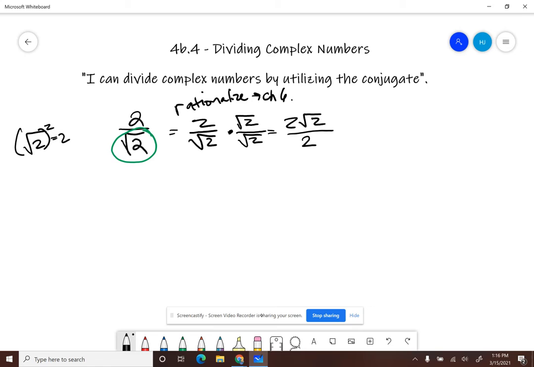Notice what happens as well. I've got a 2 and a 2 on both top and bottom. If I were to take, for example, 5 divided by 5, that just becomes 1, and really it just goes away. And 3 divided by 3 is 1, so really it just goes away. So what happens when you have the same number on top and bottom? Those go away, and I'm just left with the square root of 2.